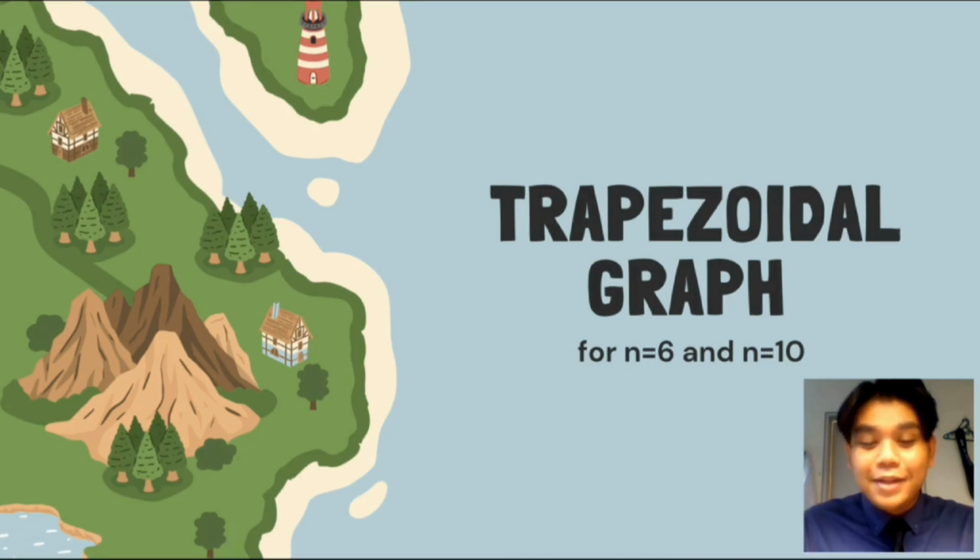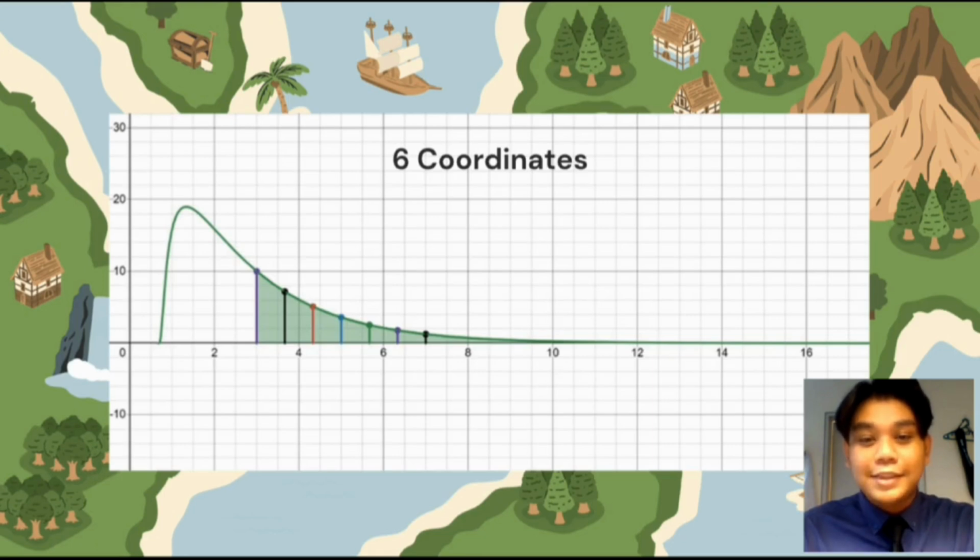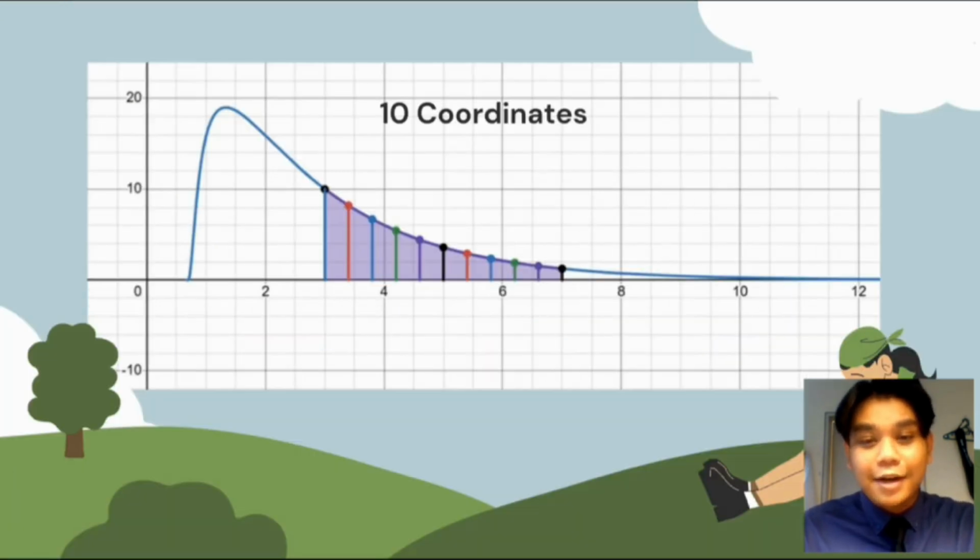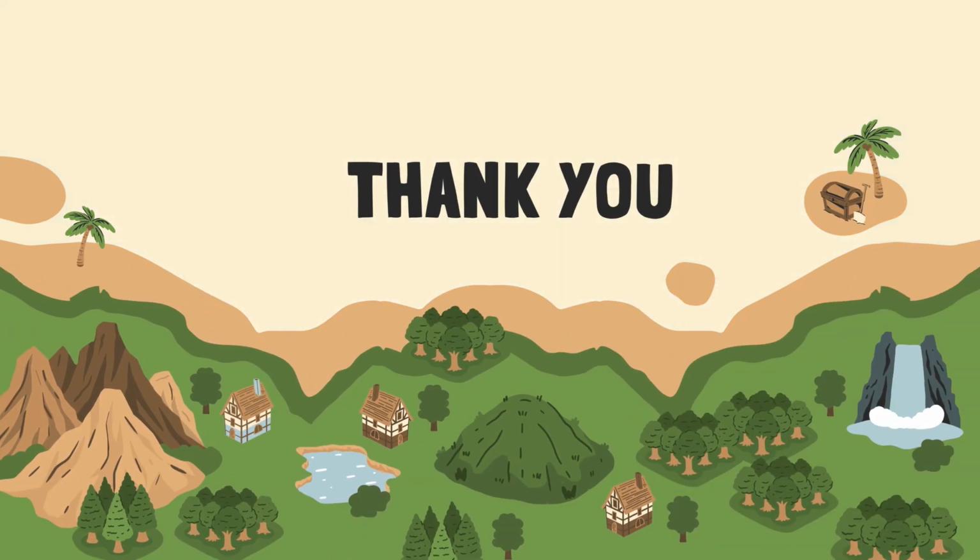Thank you, Amy. Now that we are done with the calculation part, we are going to move on to the graph building part. In our assignment, we are required to build two graphs. Both of these graphs contain the limit from 3 to 10. Our first graph contains 6 coordinates and our second graph contains 10 coordinates.